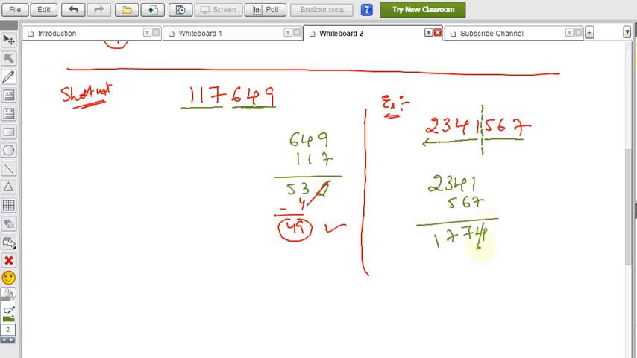Double the last digit, because the number of digits is only 4, giving 8. 17 minus 8 is 9, so from 177 you subtract 8, and you get 169. Then if you double the last digit, 18 minus 2. So this is not a multiple of 7, so it's not divisible by 7. Therefore the number 2341567 is also not divisible by 7. So this is a method we can use for the divisibility rule for 7.